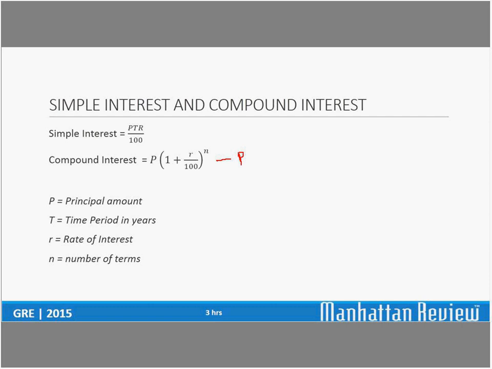I'll inform madam. Just look at these two questions. Simple interest means we know it is PTR by 100, where P is the principal value, T is the time taken, and R is the rate of interest. Compound interest is P into (1 plus R by 100) whole power n, minus P. Just know the formula.